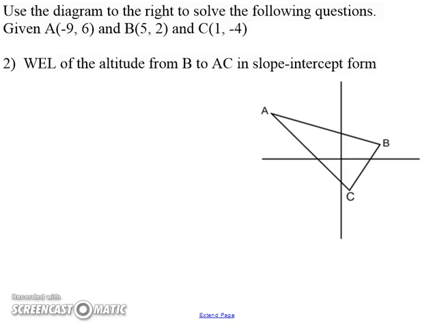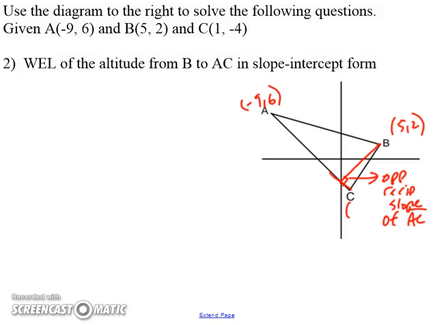We're talking about an example with the altitude from B to AC. We need to know that the altitude starts at the vertex B and goes to the opposite side where it makes a right angle. That right angle tells me that it's the opposite reciprocal slope of AC, because that's what it is perpendicular to. So I need to first find the slope of AC and then take its opposite reciprocal.